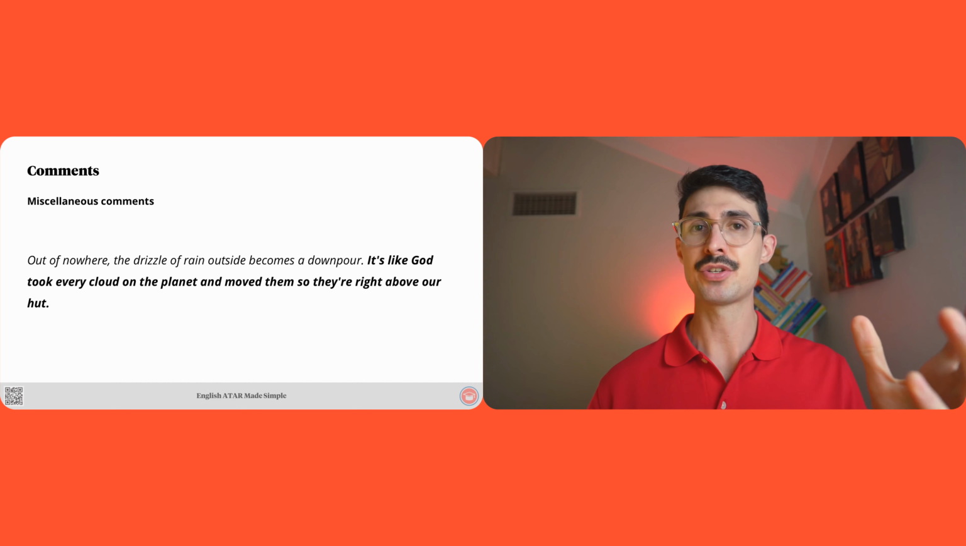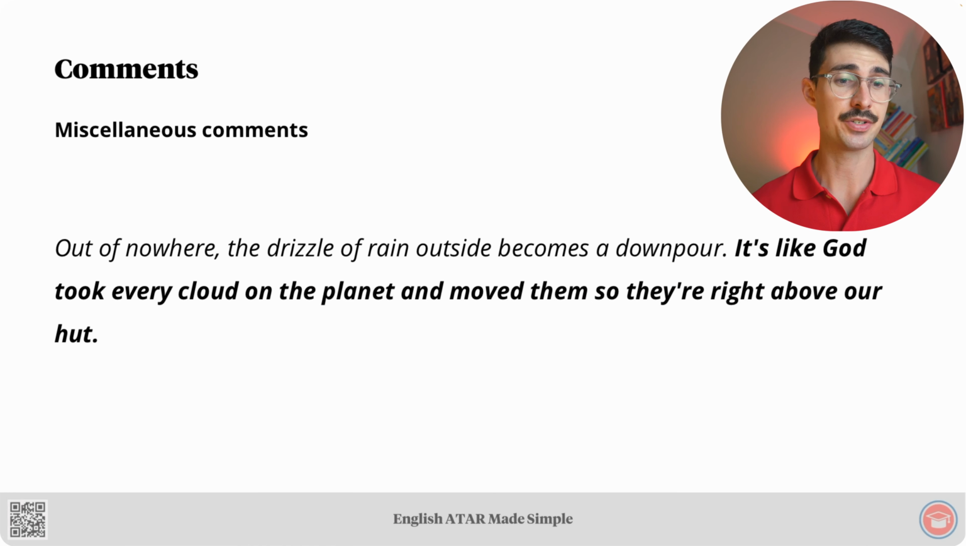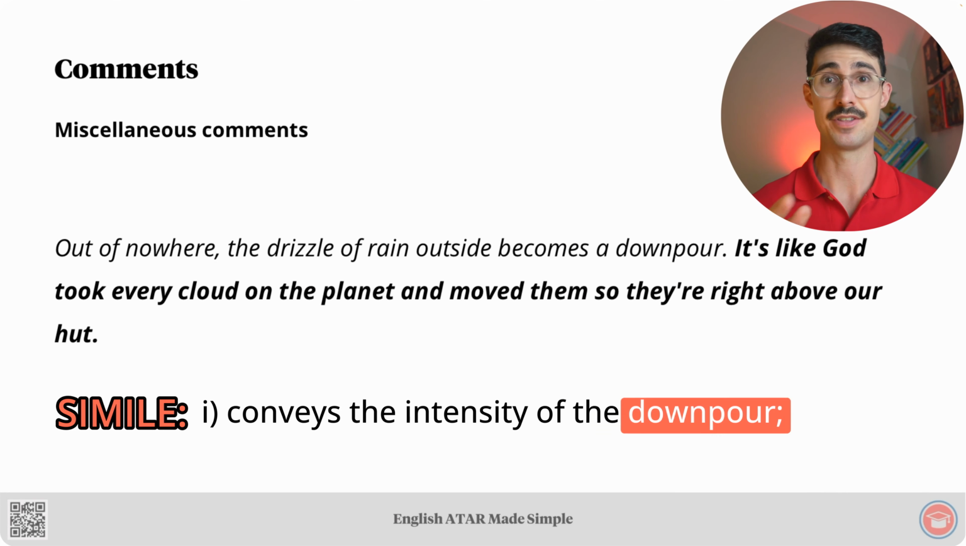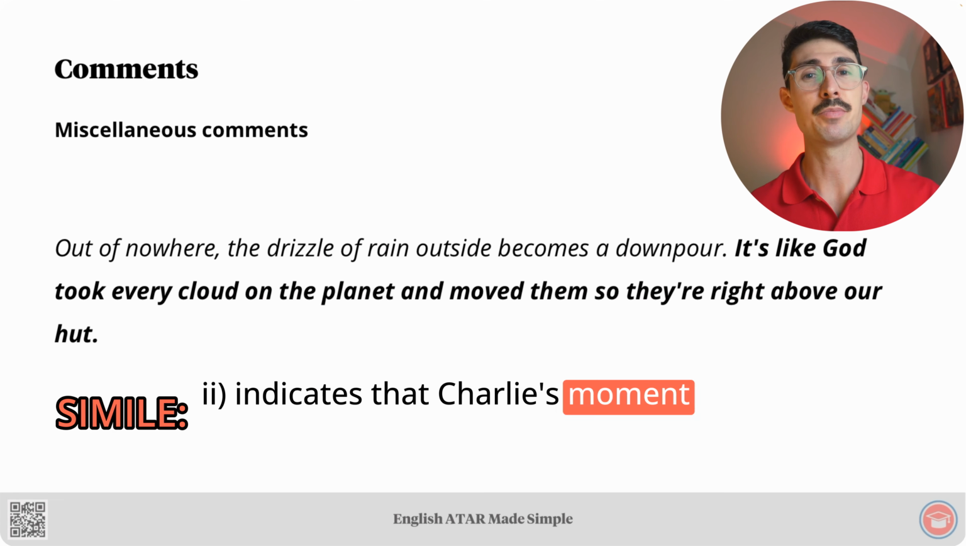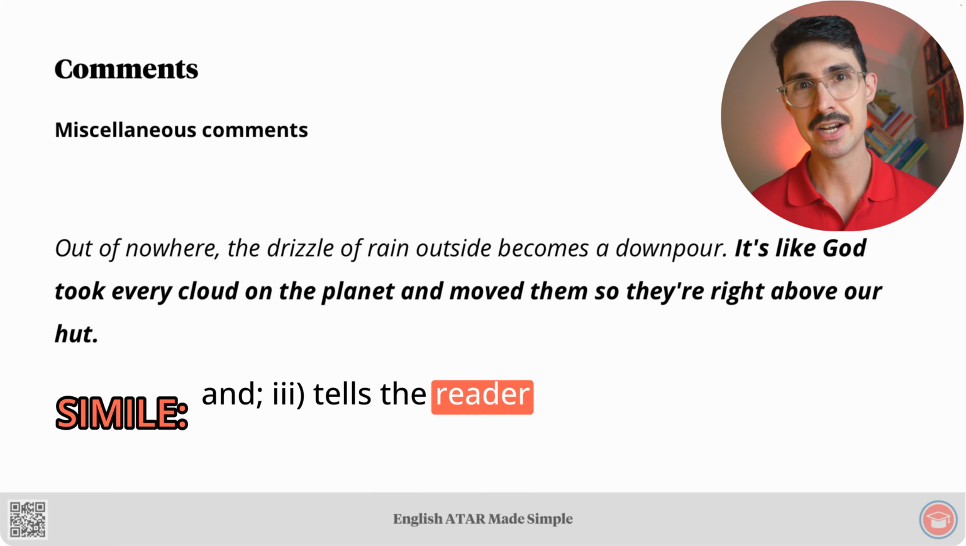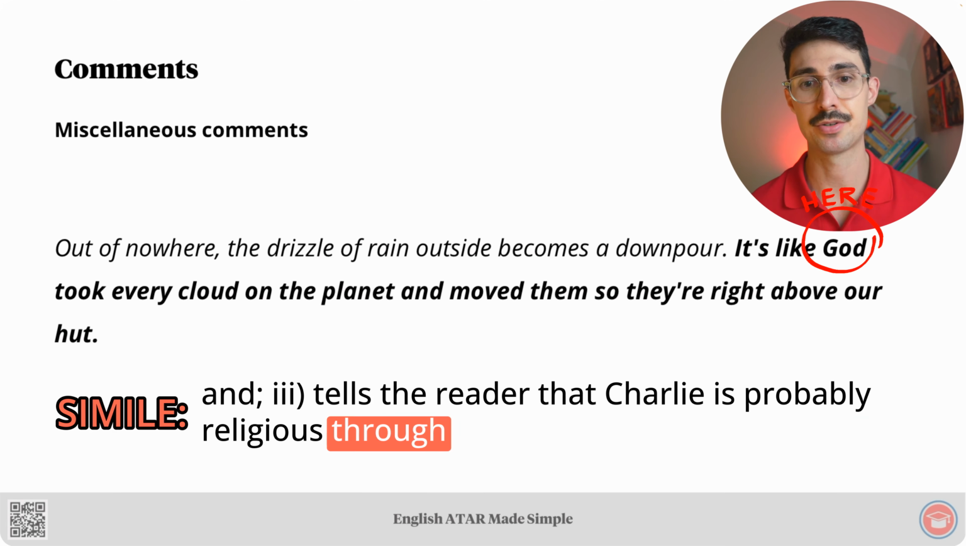Moving to a different comment, "it's like God took every cloud on the planet and moved them so they're right above our hut." This simile conveys the intensity of the downpour, indicates that Charlie's moment to execute his dad's plan has come, and tells the reader that Charlie is probably religious through the reference to God.